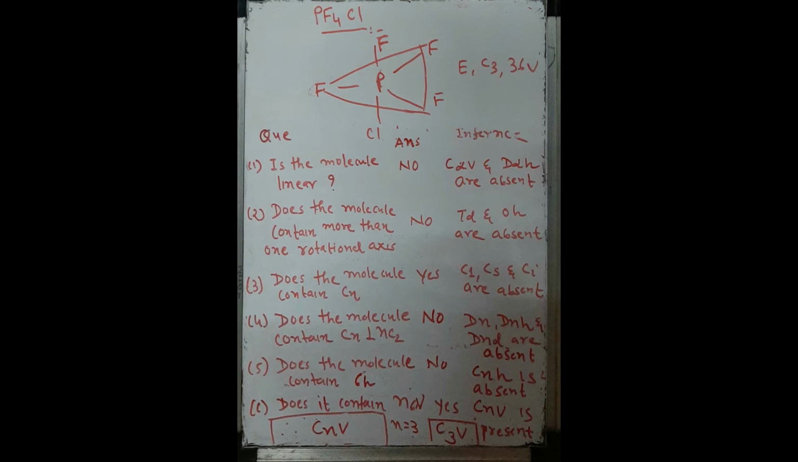Fifth question, does the molecule contain sigma H? Answer is no, therefore CnH is absent. Does the molecule contain n vertical planes? Answer is yes, therefore CnV is present. Here n is equal to 3, therefore the point group of this molecule is C3V.